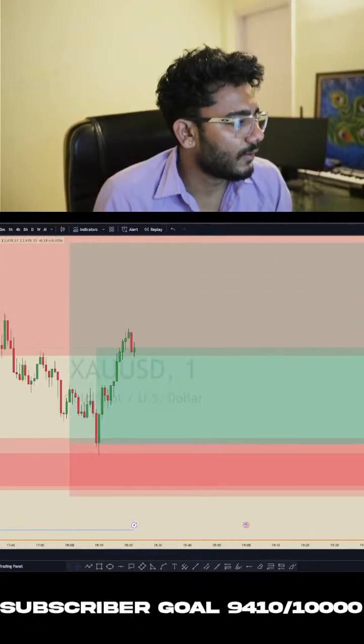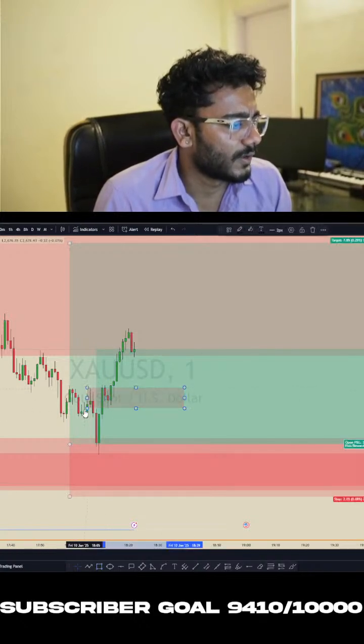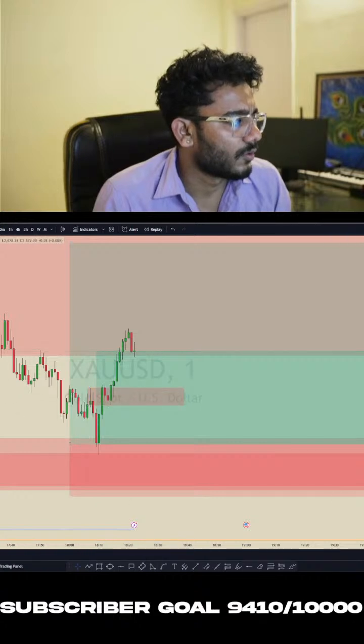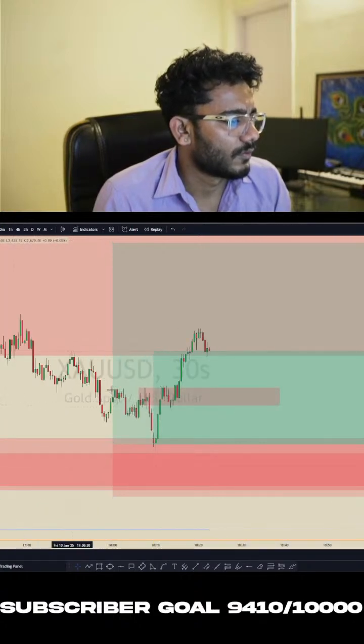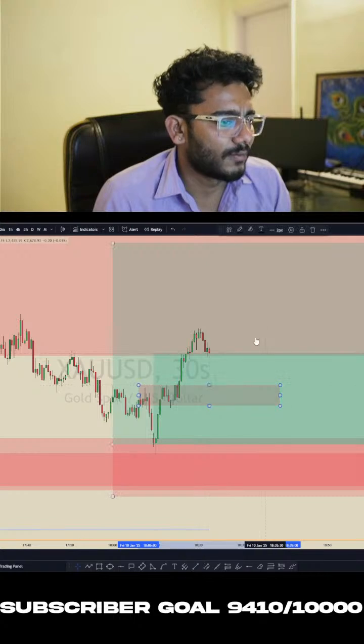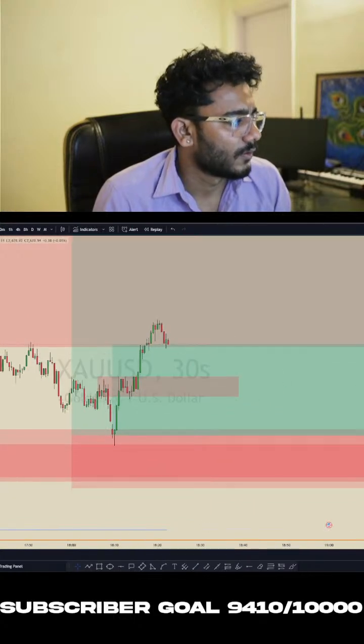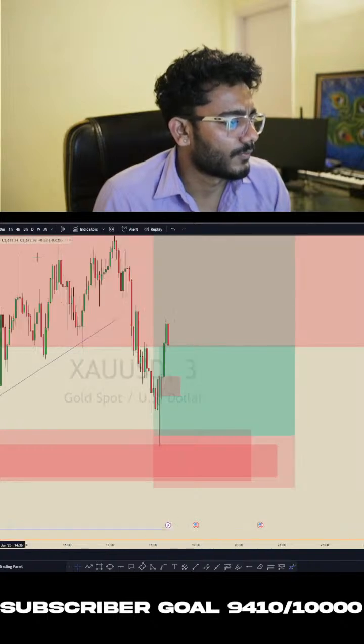If you want to re-enter, then you can enter here at this order block. This one is also a breaker block and an order block on lower time frame. So you can enter here instead of entering at 60, 70, 80. The price can tap this and then it can continue higher.